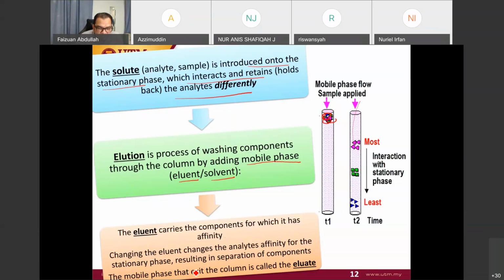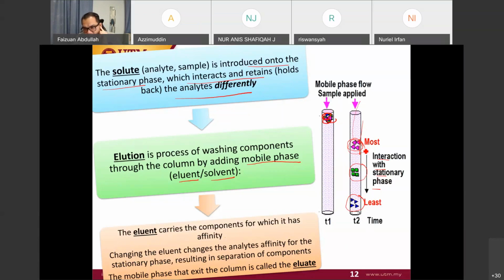The mobile phase that exits the column is called the eluate. Okay. So when we put the mobile phase, the compounds start to be separated. Look at here, interaction with the stationary phase. So this one has the most interaction with the stationary phase. Because of what? Because when we put the mobile phase, it doesn't want to get out from the stationary phase.